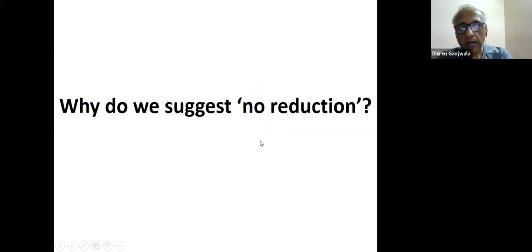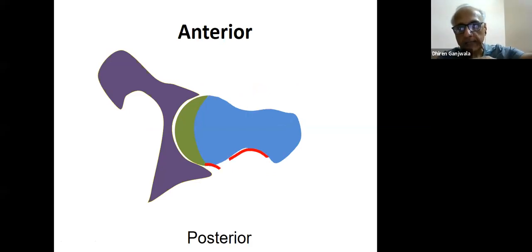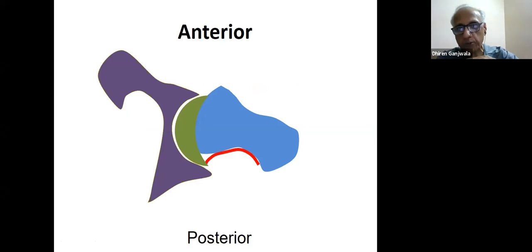So why do we suggest no reduction? For that, let's go to the next picture that will explain it. This is what we are looking at, the axial cut. The green is the physis, and you can see that the metaphysis has slipped anteriorly. We are looking at the cut section, so the upper part is anterior and the lower part is posterior.